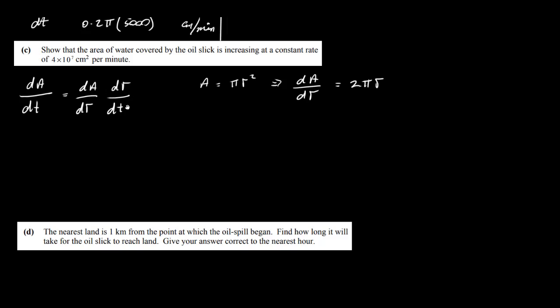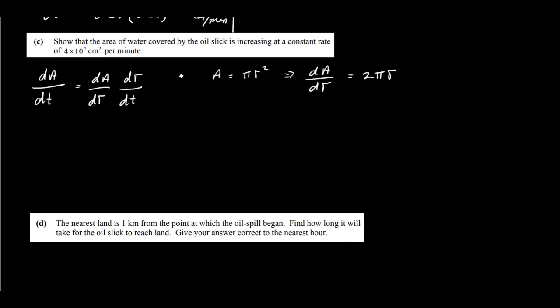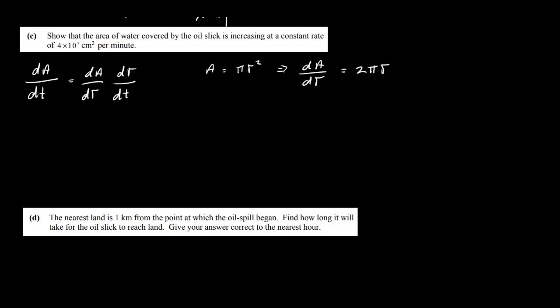Next thing I need is dr/dt. What we're going to do is use this expression here for dr/dt. So let's write all that down. We have both of these now. Our dA/dr is 2 pi r, over 1. We want to multiply that by what we got earlier, and that's 4 times 10 to the power of 6 over 0.2 pi r.